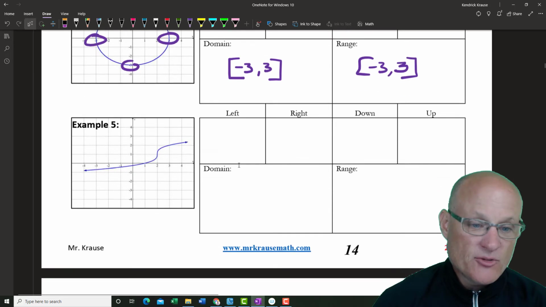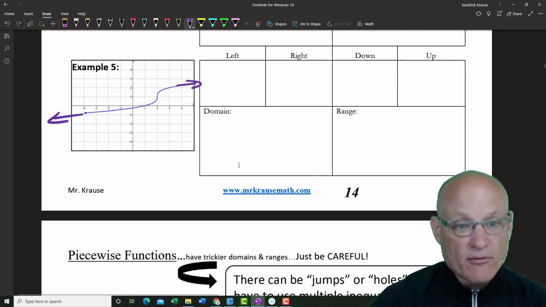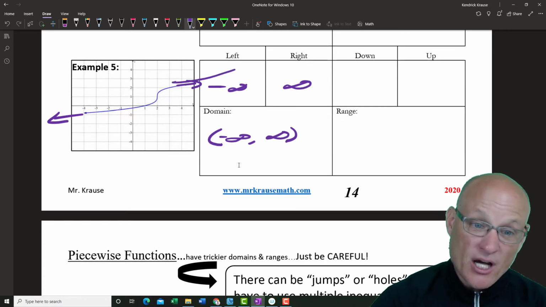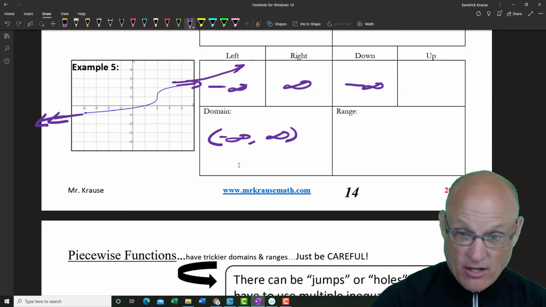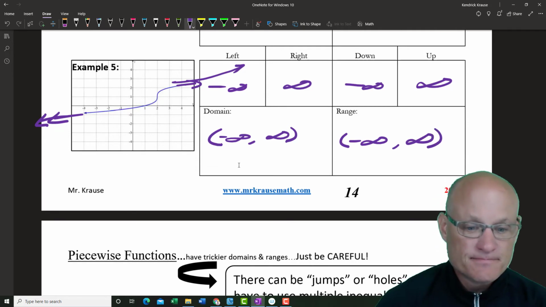All right, this one should be easier to see. It's going forever and ever to the left, forever and ever to the right, negative infinity, positive infinity. But as you can imagine, it's also going slowly up and slowly down forever and ever. So it's going forever and ever down and forever and ever up. So negative infinity to positive infinity.